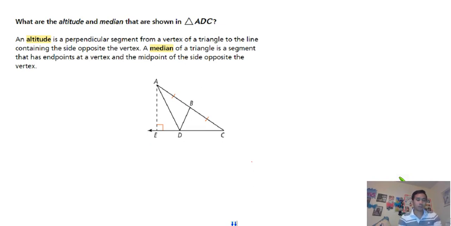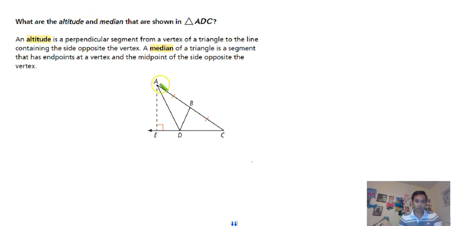So as you can see, the definition is given there. An altitude is a perpendicular segment, meaning they will form a 90-degree angle, or a right angle, segment from a vertex. A vertex is a tip of the triangle to the line containing the side opposite to the vertex.